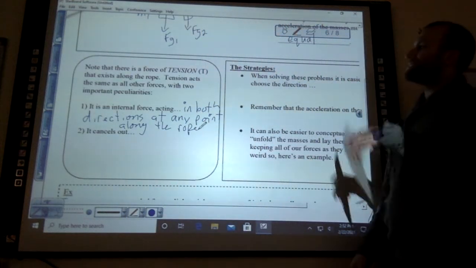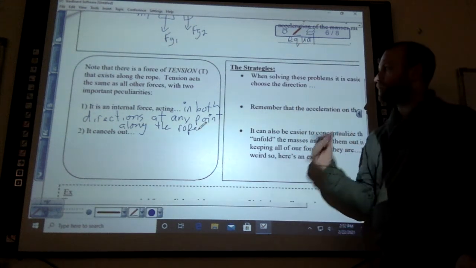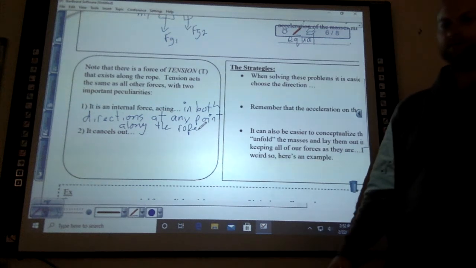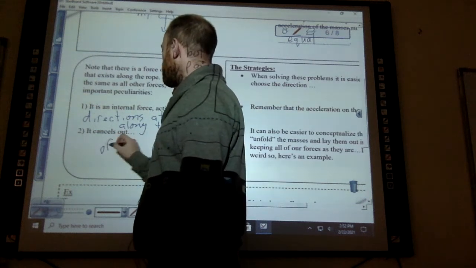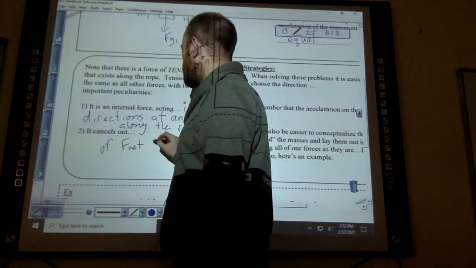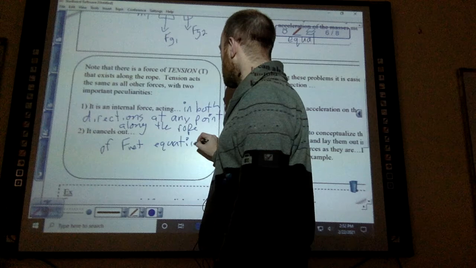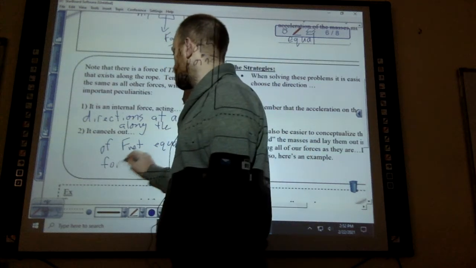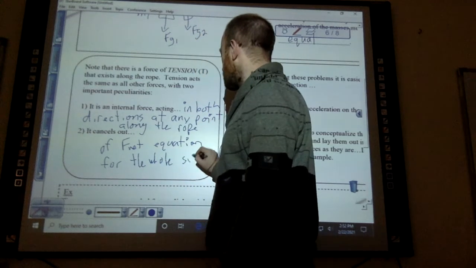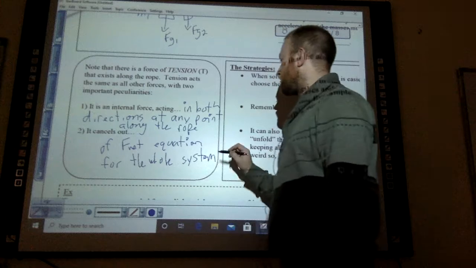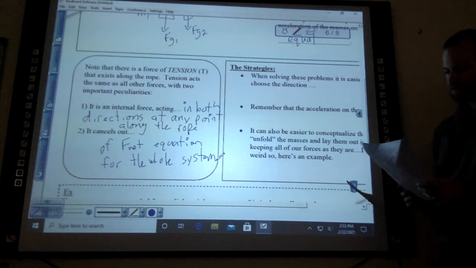And the second thing when we're dealing with this is if I'm looking at the whole system, so looking at both masses, tension cancels out of the F net equation for the whole system. So if you want to solve for tension, you need to look at one object. You can't look at them both at the same time.